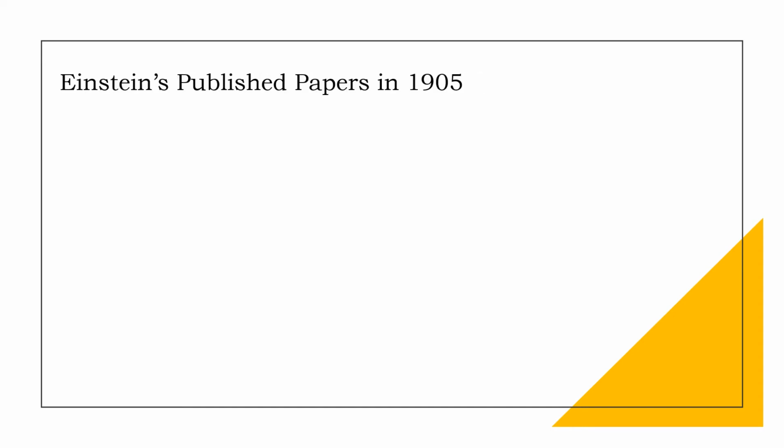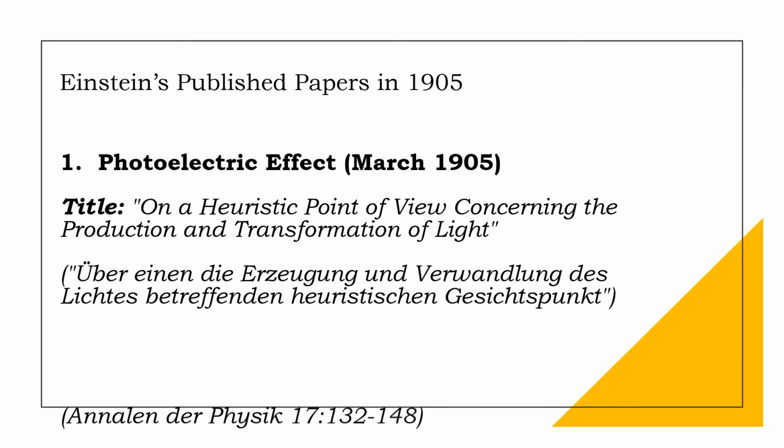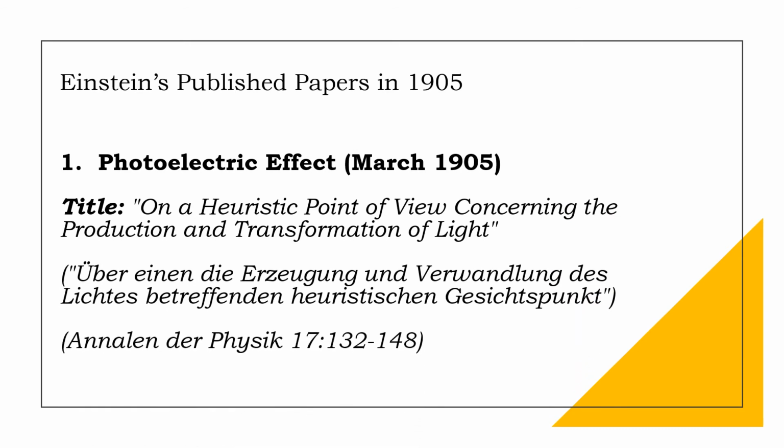When the year 1905 began, Albert Einstein was an unknown 25-year-old clerk in the Swiss Patent Office. By the end of that amazing year, he had published several papers of extraordinary importance. The first paper that he published was about the photoelectric effect, which was entitled On a Heuristic Point of View Concerning the Production and Transformation of Light. This was published on March 1905.